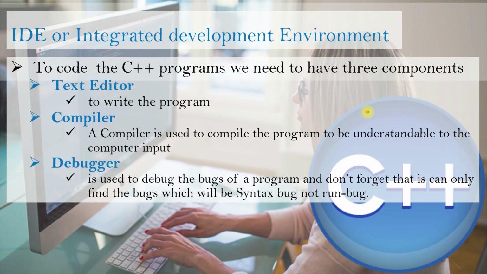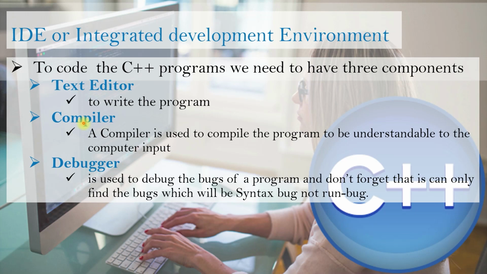To code C++ programs, we need to have three components, three software. The first component is the text editor. We use a text editor for writing the program. It means you have to have an environment in which you are able to write your code. That environment is the text editor. The second one is the compiler.